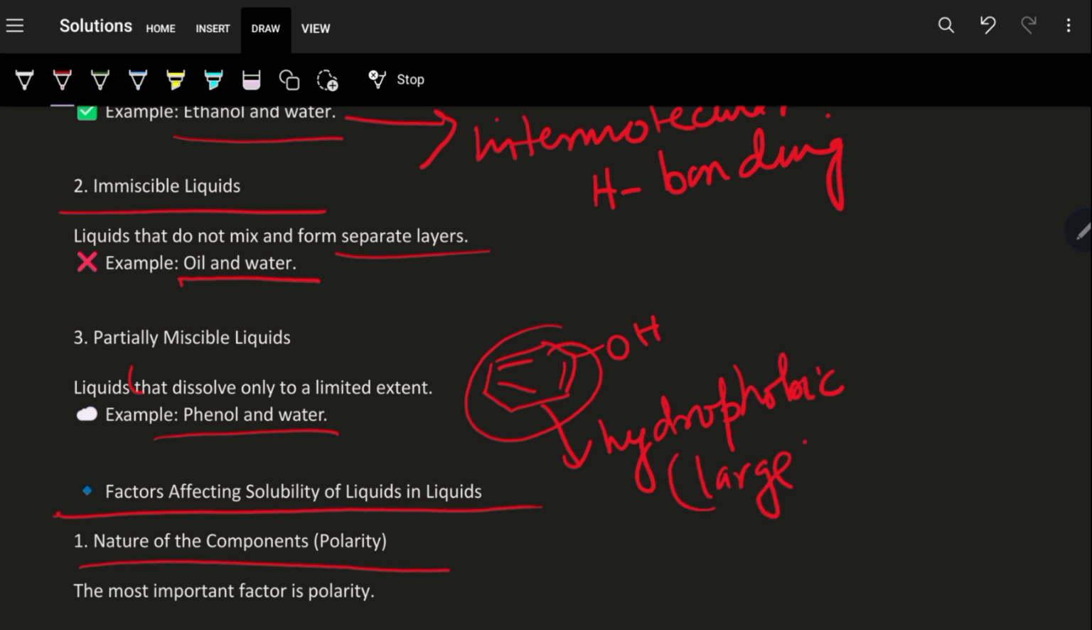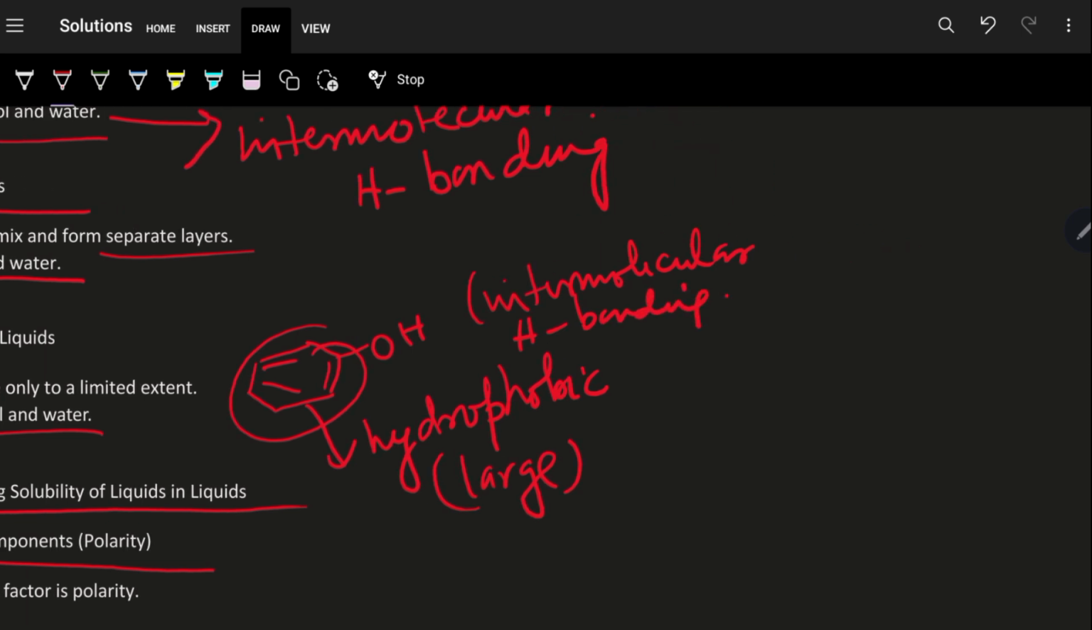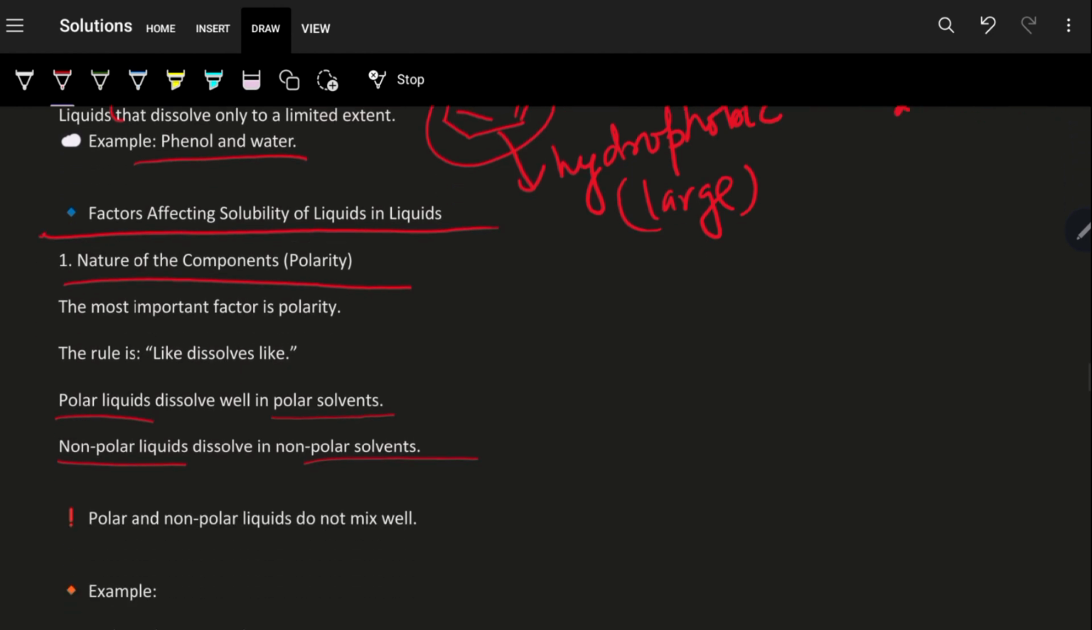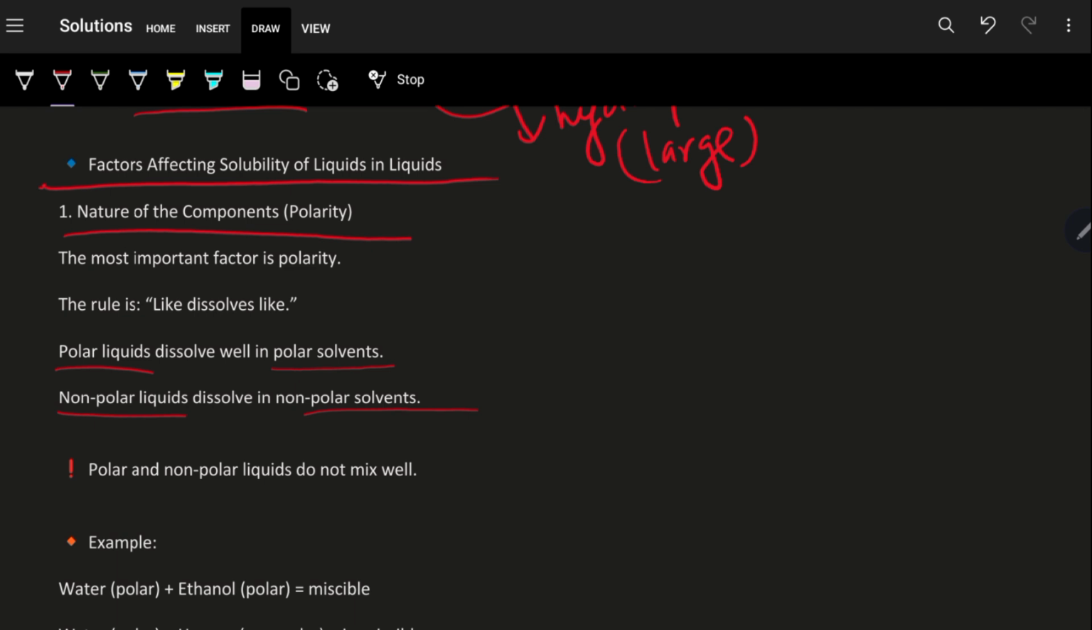Hydrophobic part is large, for which the intermolecular hydrogen bonding with H2O will be weak. That causes slight solubility of phenol in water in comparison to alcohols in water. Alcohols are largely soluble in water. Remember, lower alcohols will be more soluble than higher alcohols, because as the mass increases, the solubility will decrease. Van der Waals interaction increases.